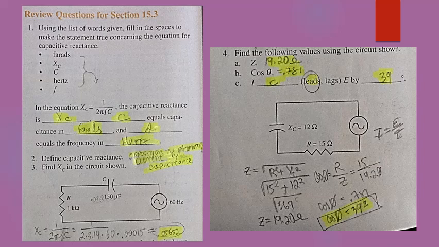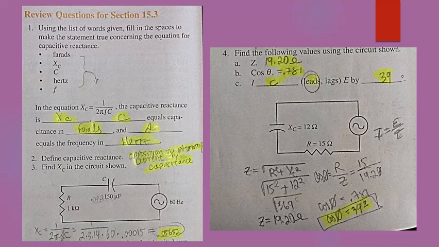Review questions for section 15.3. Number 1, using the list of words given, fill in the spaces to make the statement true concerning the equation for capacitive reactance. In the equation XC equals 1 over 2 times pi times frequency times capacitance, the capacitive reactance is XC. Secondly, C equals capacitance in farads, and F equals the frequency in hertz.